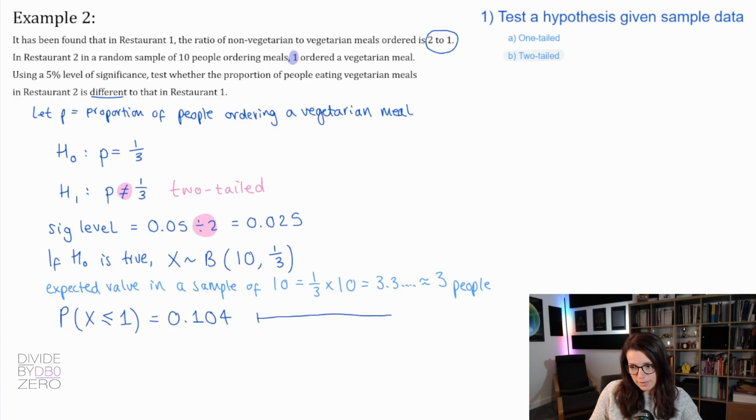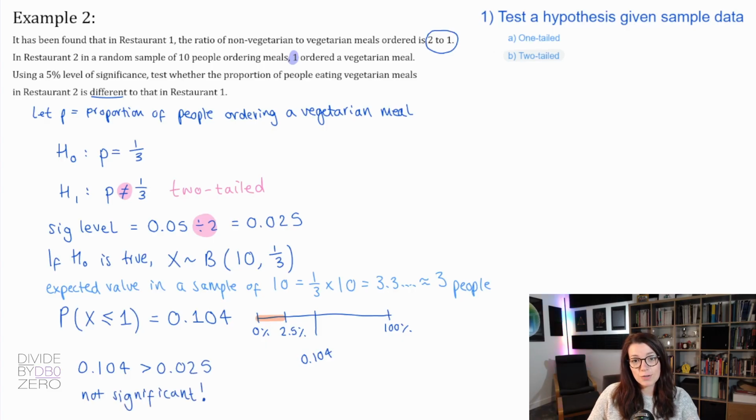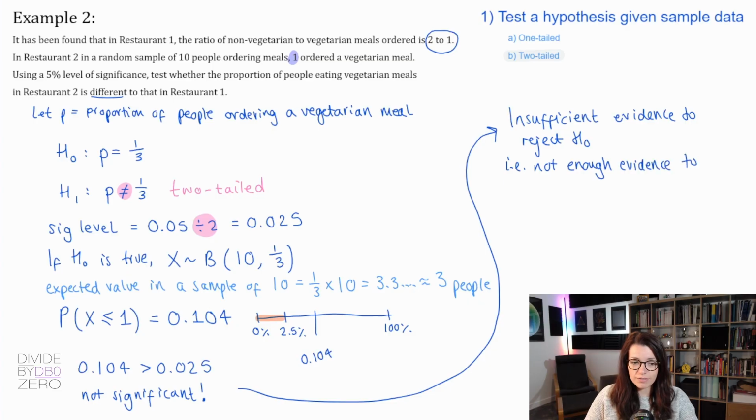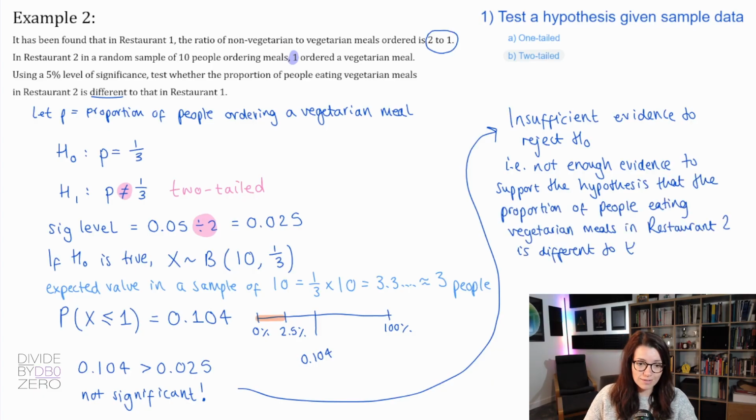You can then draw a number line if you wish, 0%, 100%. In this case, what will be significant is if it's between 0 and 2.5%, because remember we divided the 5% by 2. So this place here is significant. 0.104 might be here somewhere, so it's greater than 0.025, meaning not significant. Once you've decided that, you can write your conclusion. So our conclusion here will be insufficient evidence to reject H0. Again, we need to make a comment in the context of the question. So we could say something like, i.e., not enough evidence to support the hypothesis that the proportion of people eating vegetarian meals in restaurant 2 is different to that in restaurant 1.